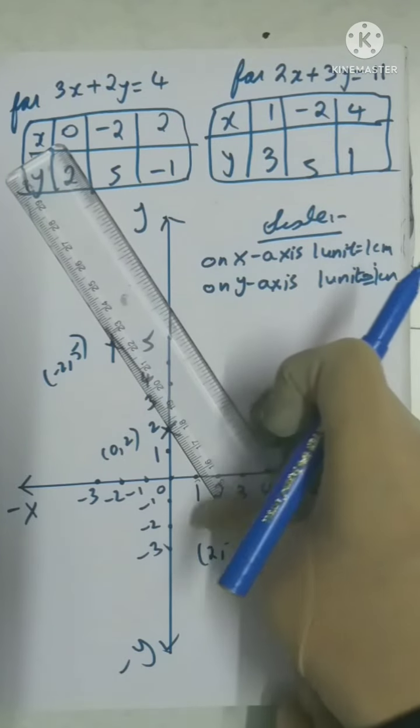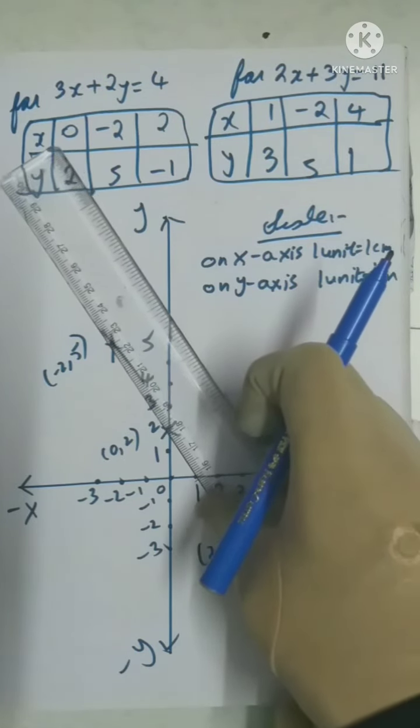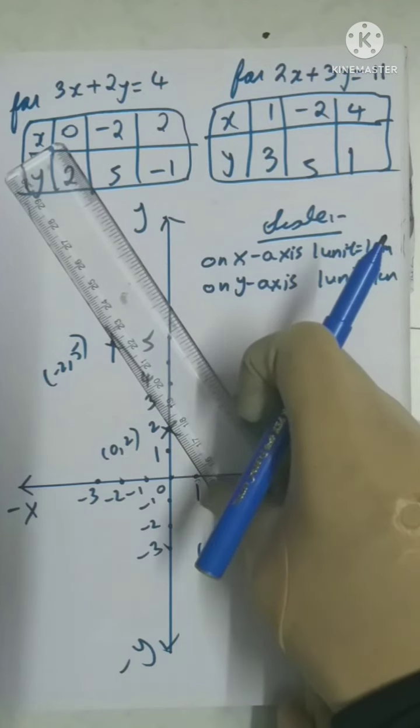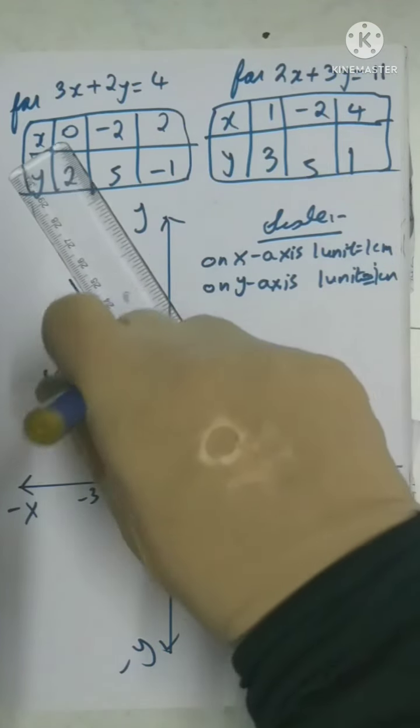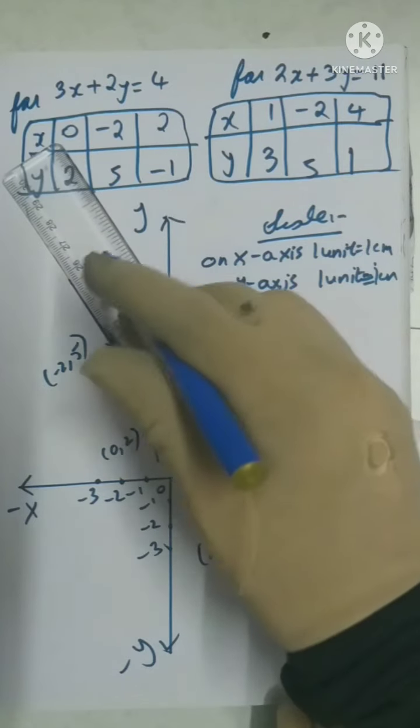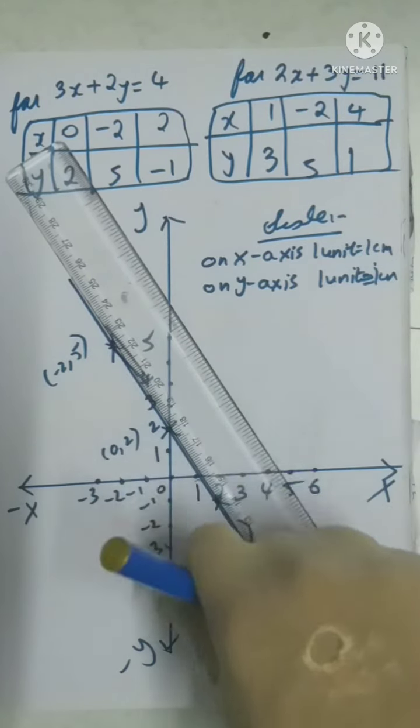Okay. What did it tell us in the question? To find out the intersecting point. Intersecting point means the point which is common for both the lines is called the intersecting point here.